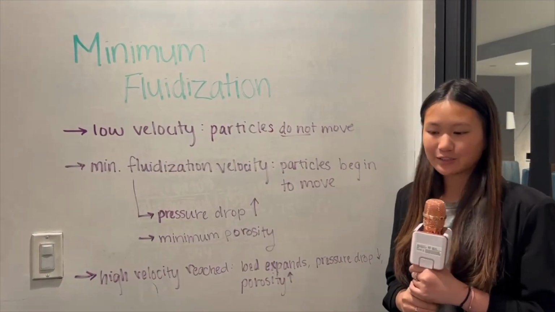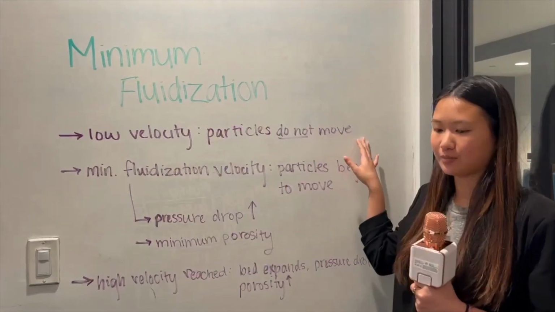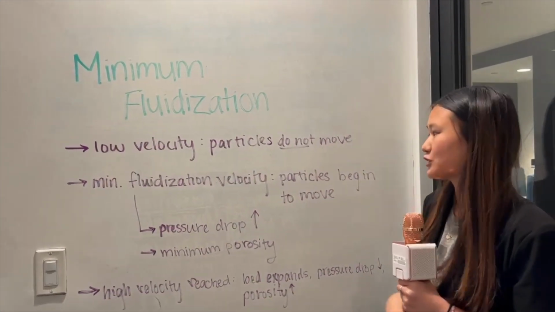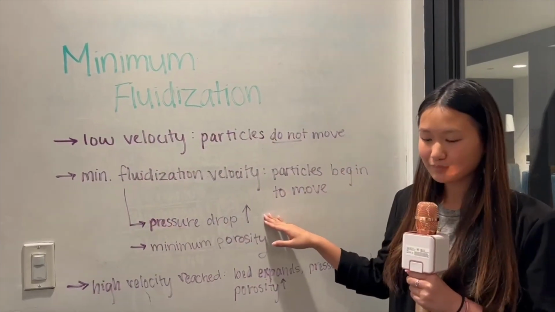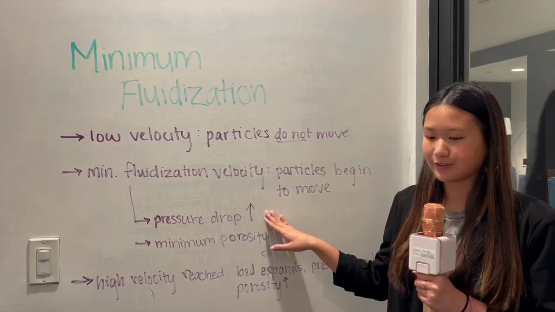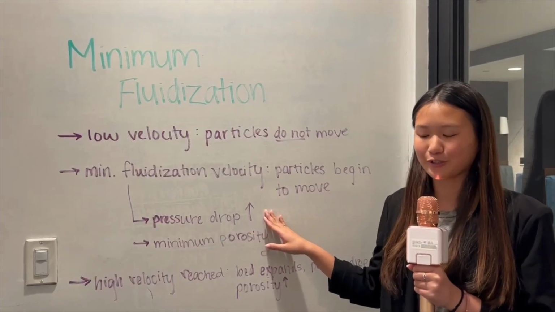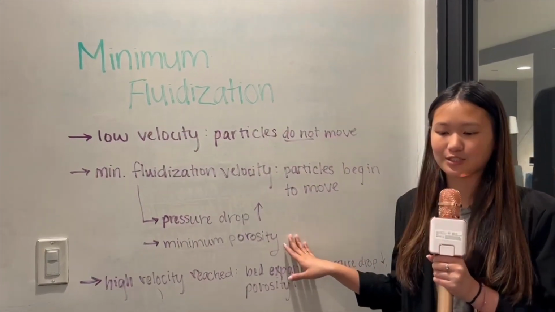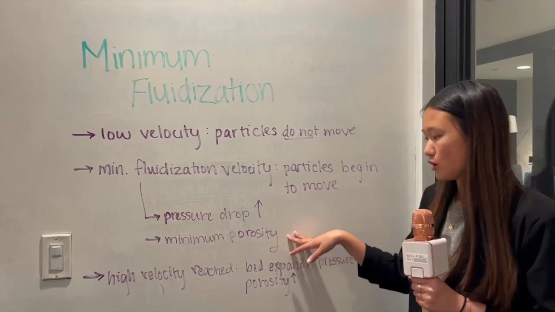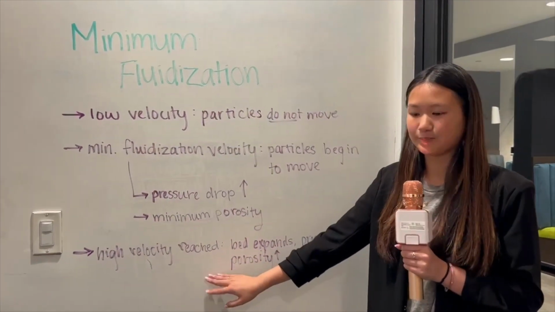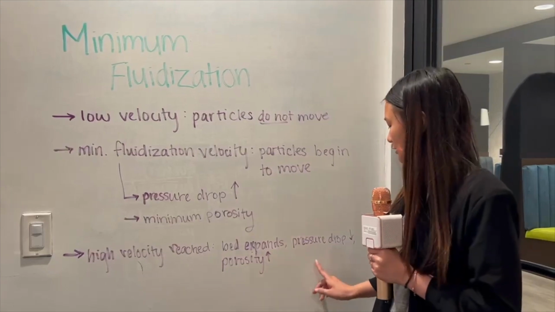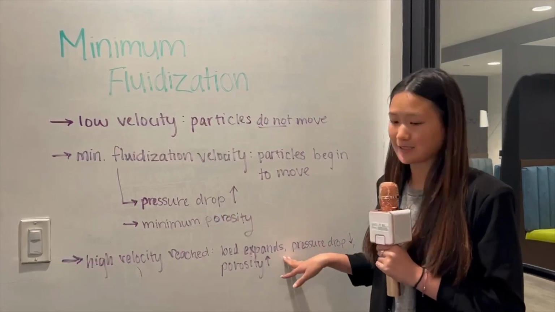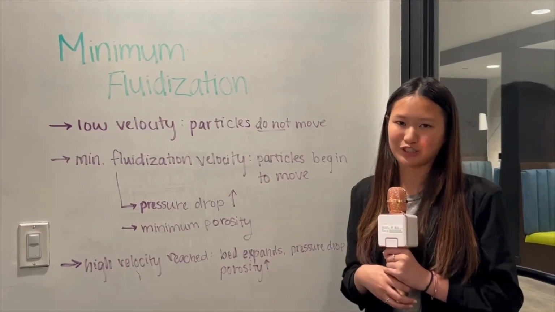At low velocities, the particles remain stationary. They do not move until the minimum fluidization velocity is reached. Once it is reached, the pressure drop will increase to a value equal to the gravitational force on the particles divided by the cross-sectional area. The porosity at this stage is described as the minimum porosity. Once it reaches a higher velocity, the pressure drop will decrease and the particles will remain unchanged as the fluid bed expands and the porosity increases with increased velocity.